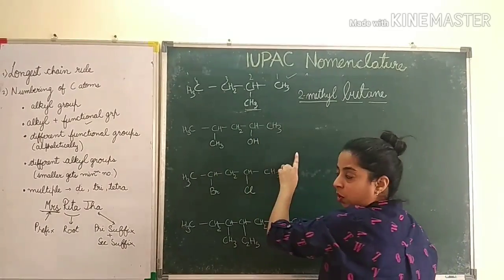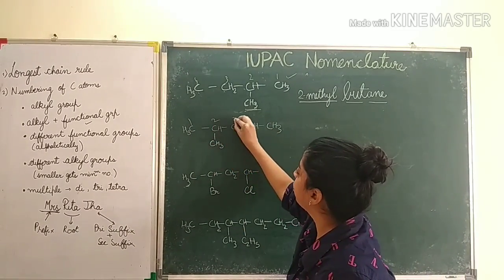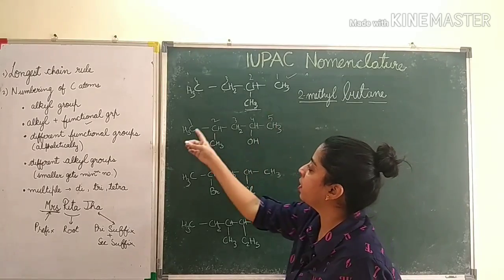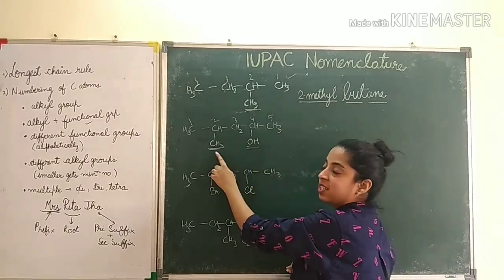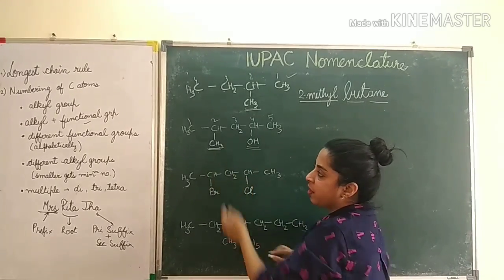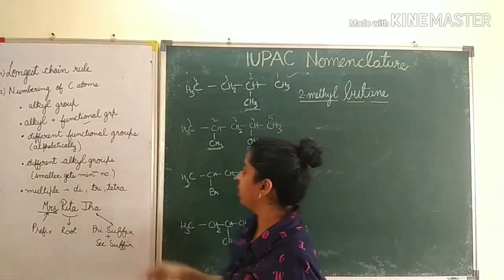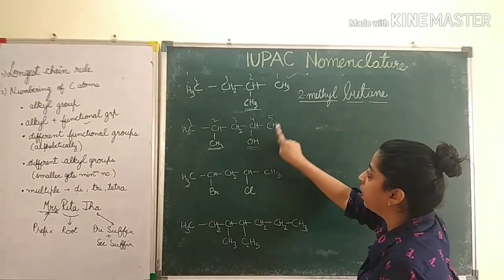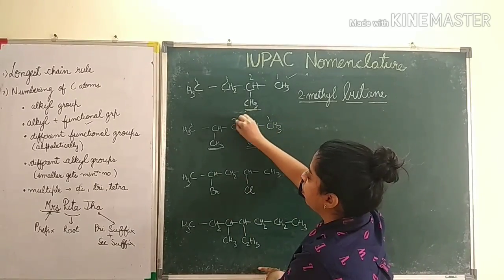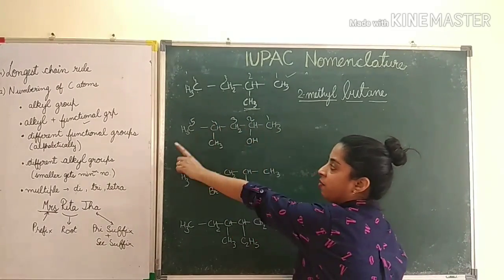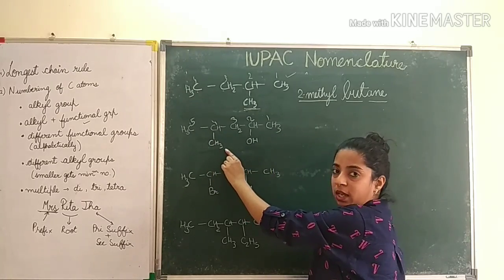Now coming on to the next one, identify the longest chain. So I can number either from 1, 2, 3, 4, 5 or from here. But you see these substituents. This is a functional group and this is an alkyl group. So which will get preference? I told you, when there is an alkyl and a functional group, the functional group will get preference. So this should get the minimum possible number. So I will not follow this numbering. I will follow this numbering 1, 2, 3, 4, 5. So I have given the minimum possible number to the functional group and then to the alkyl group.